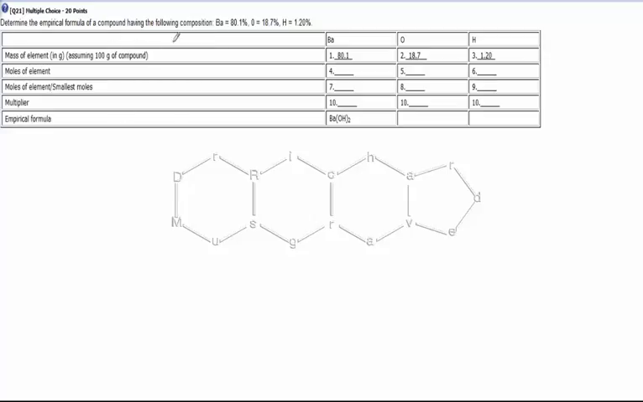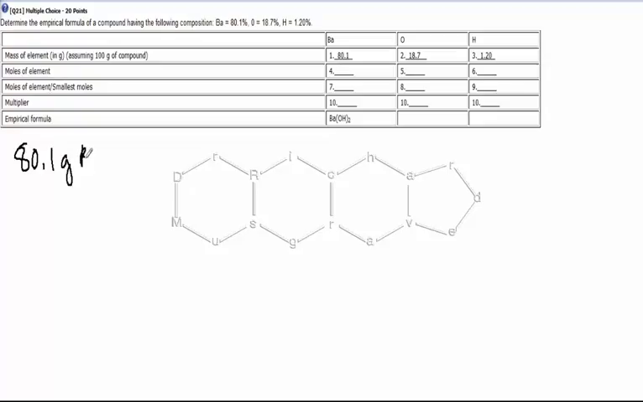Alright, so we have an empirical formula problem here, and the first thing we're going to do is, we have percentages. We're going to assume we have 100 grams of compound. That means these percentages will convert into grams, so 80.1% means 80.1 grams of Ba, 18.7 grams of oxygen, and 1.20 grams of hydrogen. First thing we do is we find out the number of moles for each that we have.